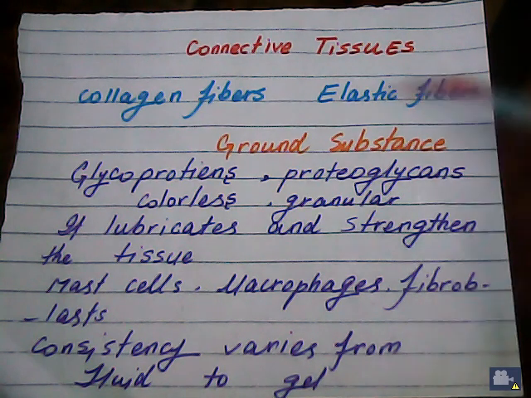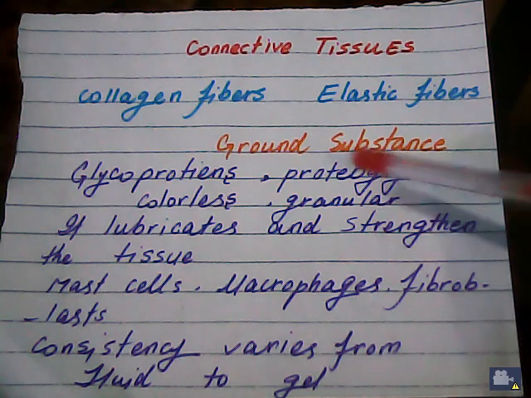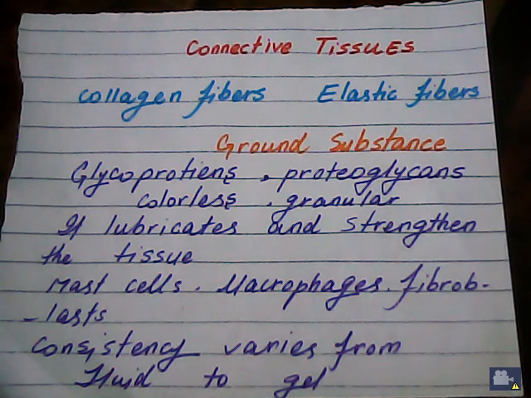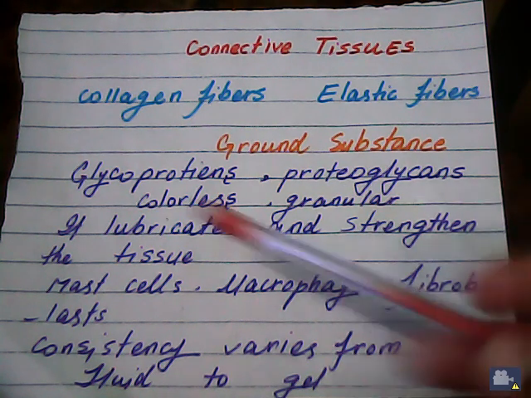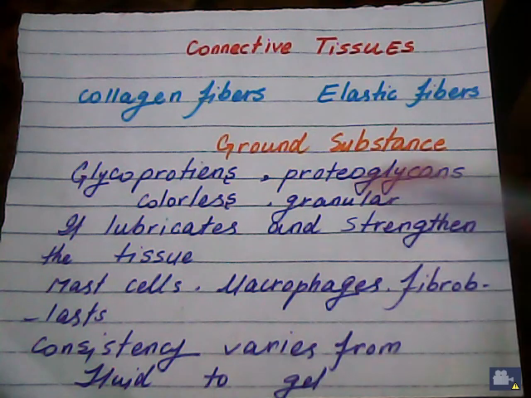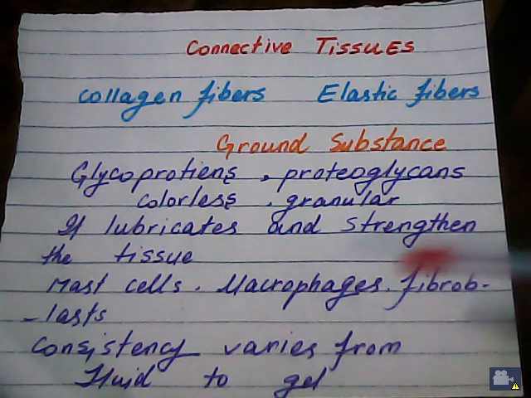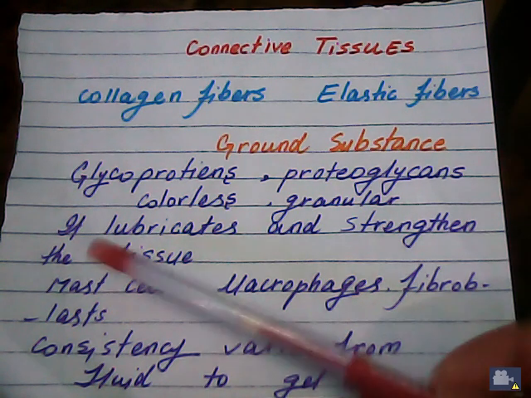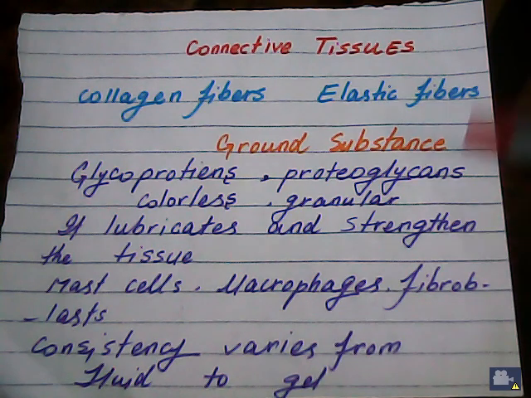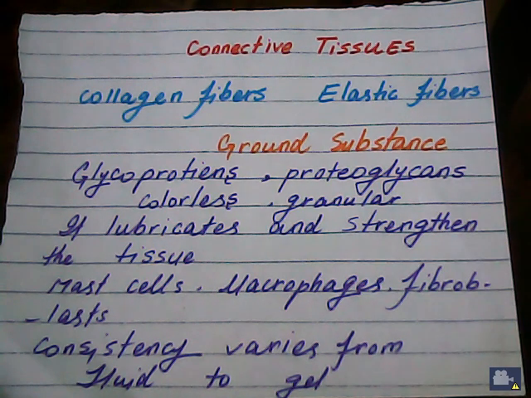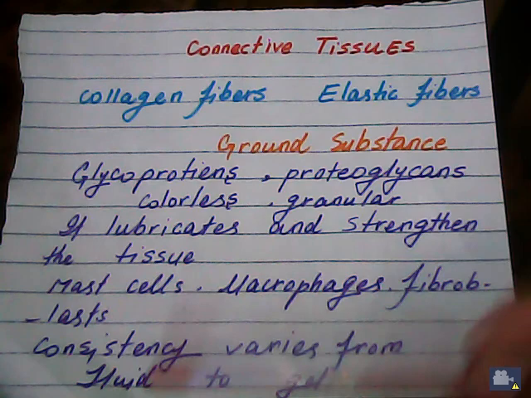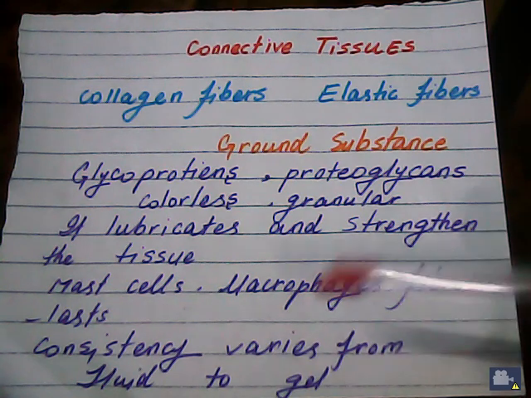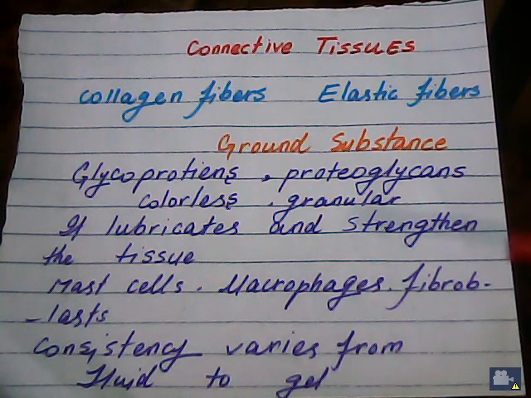So there are fibers, and in between the fibers there is a liquid with different kinds of substances like glycoproteins, proteoglycans and many other immune cells. This liquid we call ground substance. Ground substance is very important in the sense that it lubricates the tissue and makes the connective tissues strong. And there are mast cells, macrophages and fibroblasts.